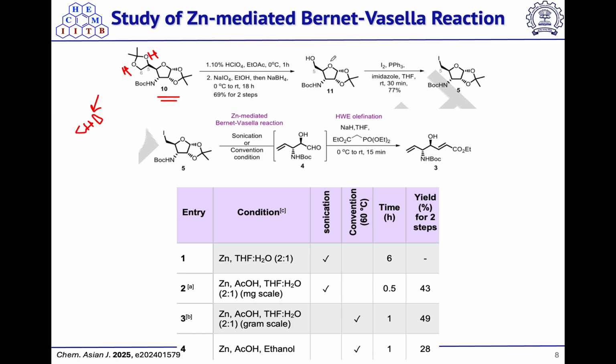Okay, so after getting this primary alcohol, what they did was the Appel reaction. The Appel reaction means this alcohol to iodide, by using I2, PPh3, imidazole in THF, right? This is the Appel reaction, a pretty textbook reaction. So the alcohol to iodide will form.